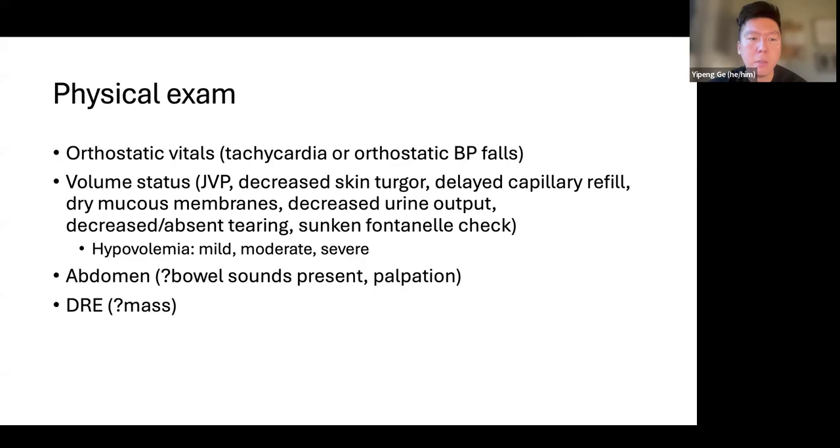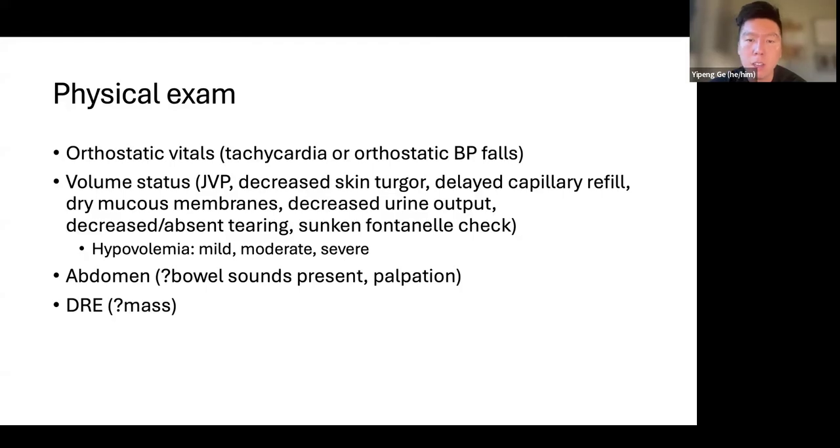Particularly with a pediatric patient, you would want to look at their tearing and see if they are producing tears, especially if they're irritable on exam. Sometimes you may or may not see tears. You also want to check if their fontanelle is open. You can check if it's sunken. That is also a sign of dehydration.